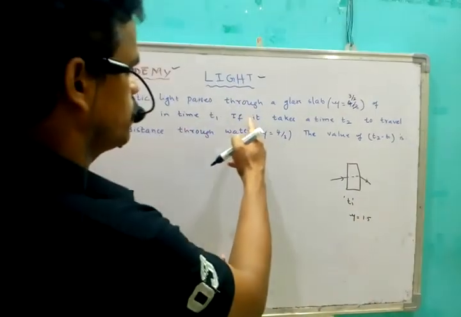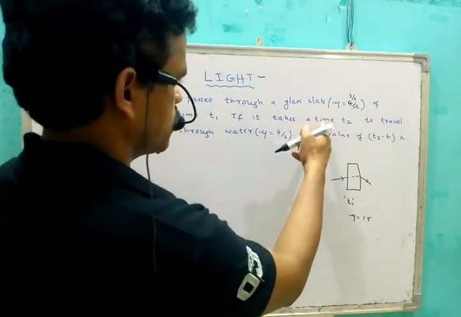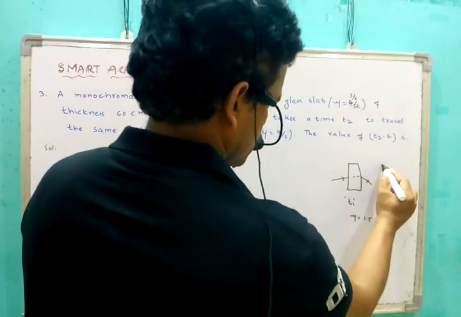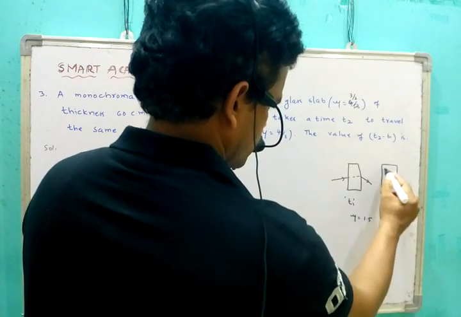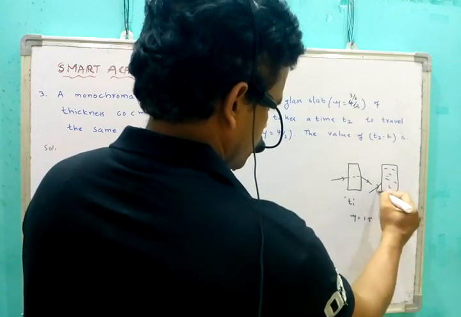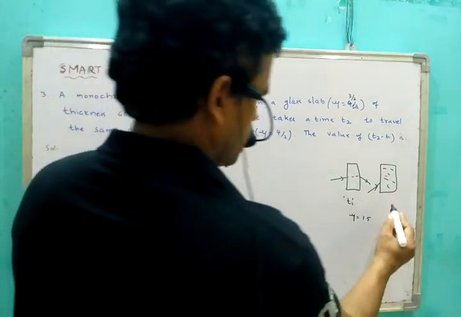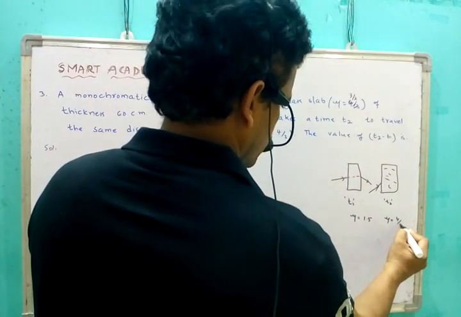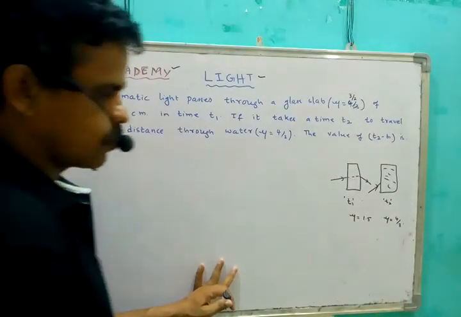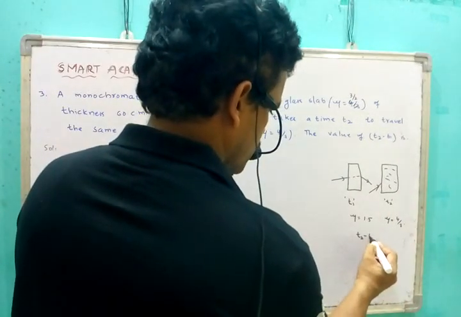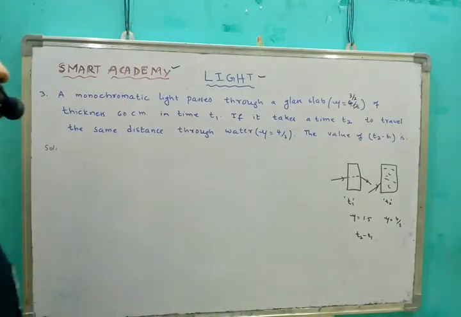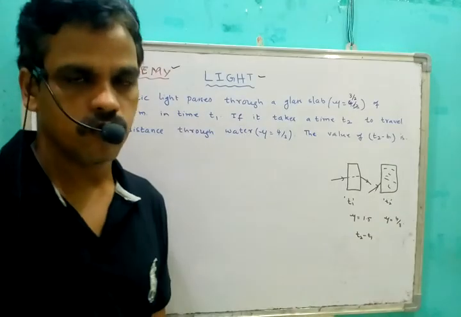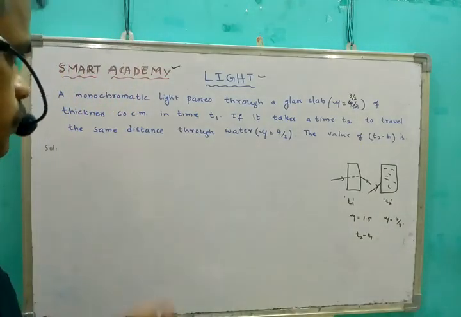Then if the same light takes a time t2 to travel the same distance through water, take this water. The same light passes through water. Here the time taken is T2, and the refractive index of water is 4 by 3. So what we have to find here is T2 minus T1, that is the difference of T2 and T1.